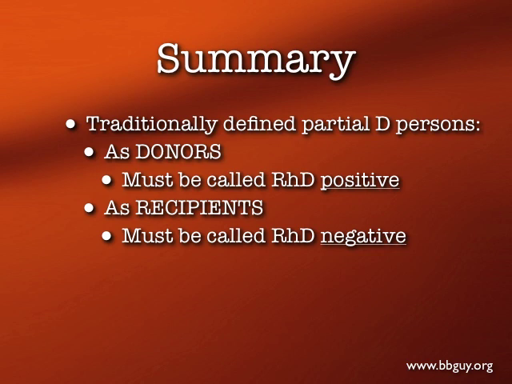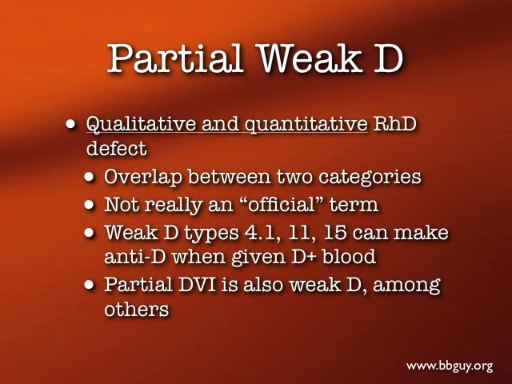Now that's where we run into issues. If a partial D person is best described as D negative as a recipient, if you take their testing, for example, if you take a D6 person who's going to test negative by immediate spin or negative on initial testing, and then go and do a weak D test to prove that D6 person really is D positive, then you're going to end up doing exactly what you don't want to do, which is to give them D positive blood. So that being said, we'll come back to that in just a moment.